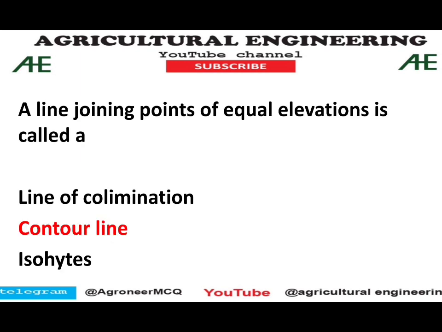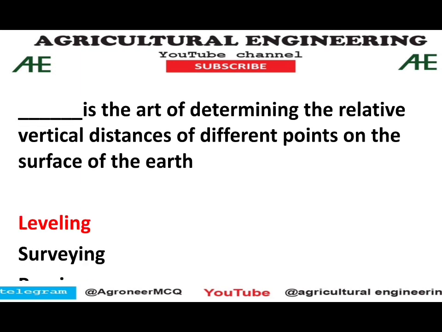A line joining points of equal elevation is called a contour line. Just remember what is meant by iso height. Leveling is the art of determining the relative vertical distances of different points on the surface of the earth.